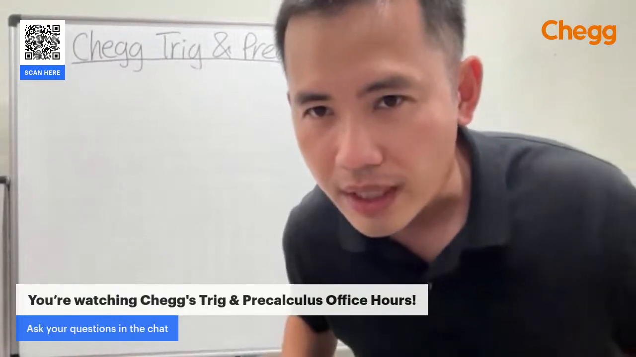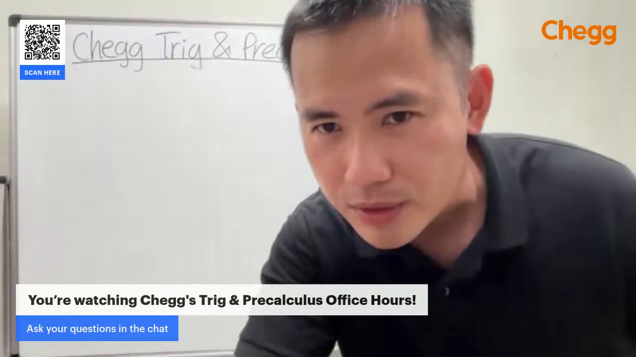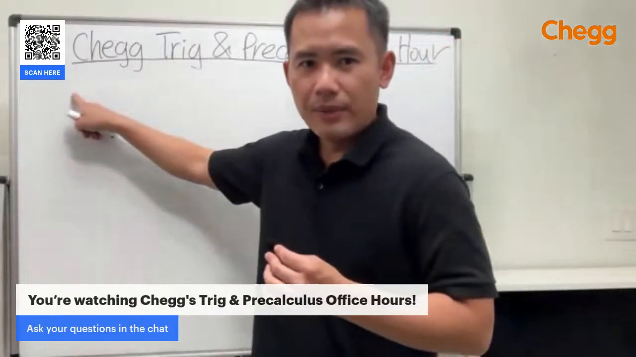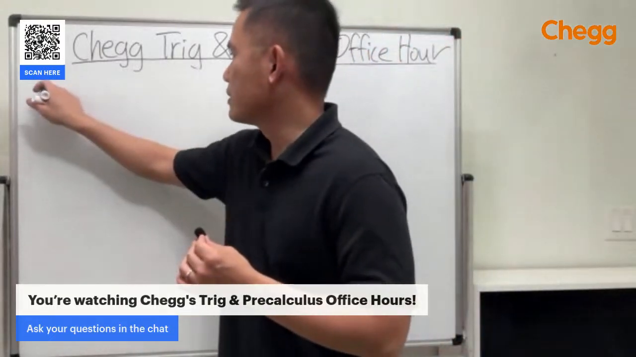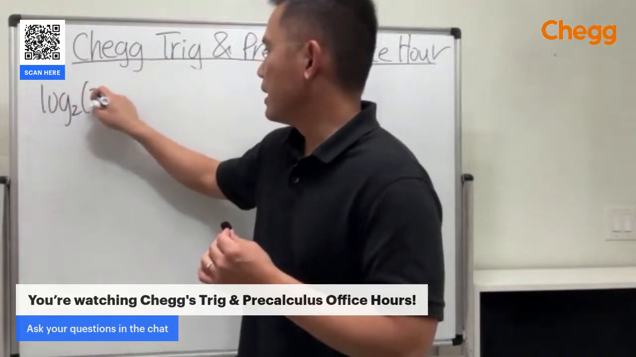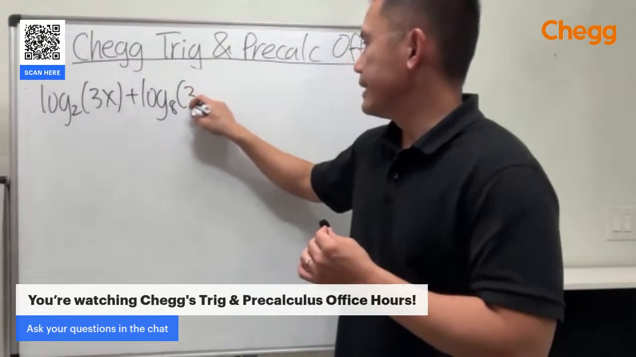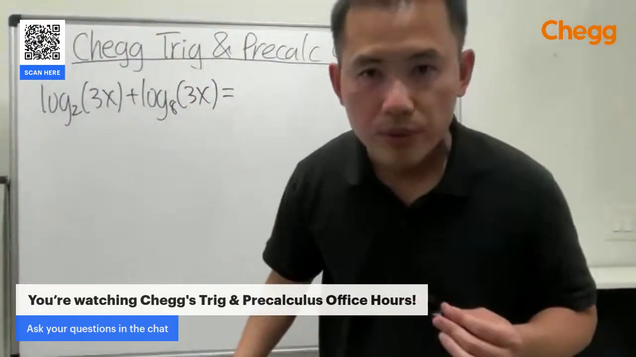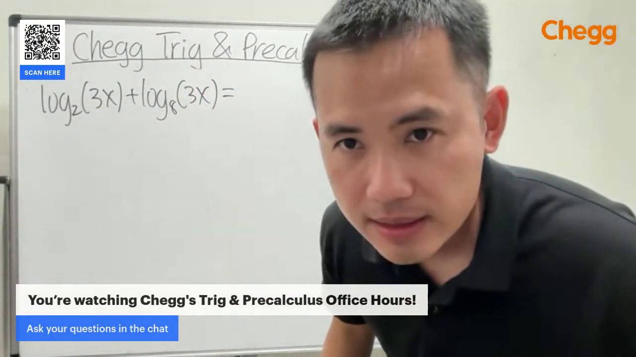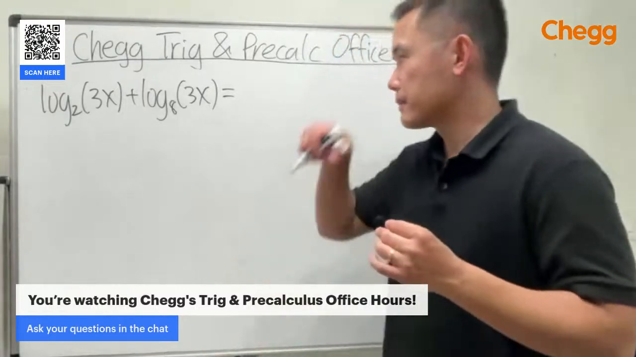Okay, try this: log base 2 of 3x plus log base 8 of 3x is equal to 6. I'm not going to write down the word solve, it's just solving.